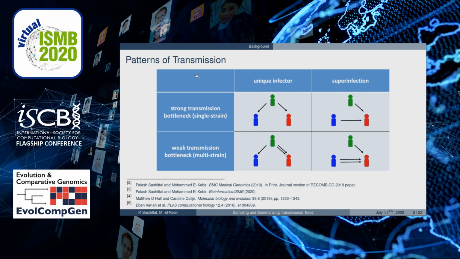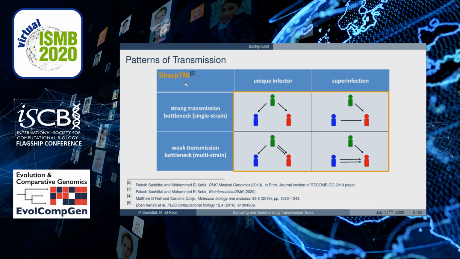So let me talk about the different patterns of transmissions that are observed during an outbreak. We have two axes here. On the horizontal axis, we have number of infectors for each host. So under unique infector, each host can be infected by only one person, whereas under superinfection, a host can be infected by multiple hosts. On the vertical axis, we have number of strains that are being transmitted during an infection. So under strong transmission bottleneck, a single strain is transmitted during each infection, whereas under weak transmission bottleneck, multiple strains can be transmitted.